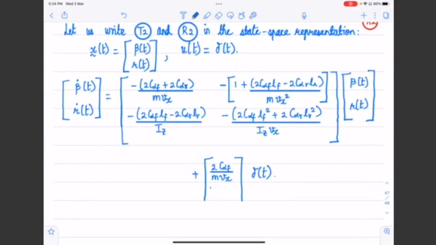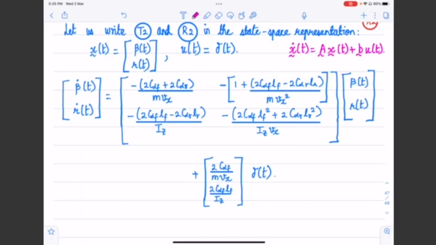So essentially, 2C alpha f lf divided by Iz. Okay, so that is the coefficient that multiplies delta in the equation for r. Okay, so this is the state equation. Please recall the state equation is of the form x dot of t is equal to Ax of t plus Bu. All right, so that is the state equation in the state space representation. So that is something we need to remember.